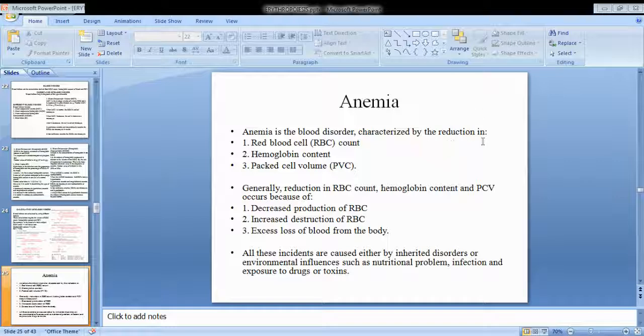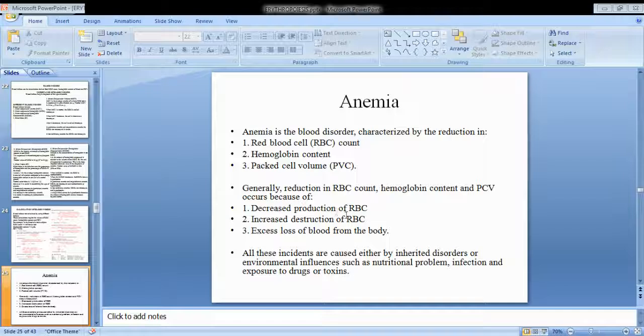So what is it? The main characterization of anemia is that the red blood count decreases. Okay, hemoglobin content decreases. So packed cell volume also decreases. So these are the three things: RBC count, hemoglobin content, and packed cell volume. These are the three things which have to be taken into consideration.